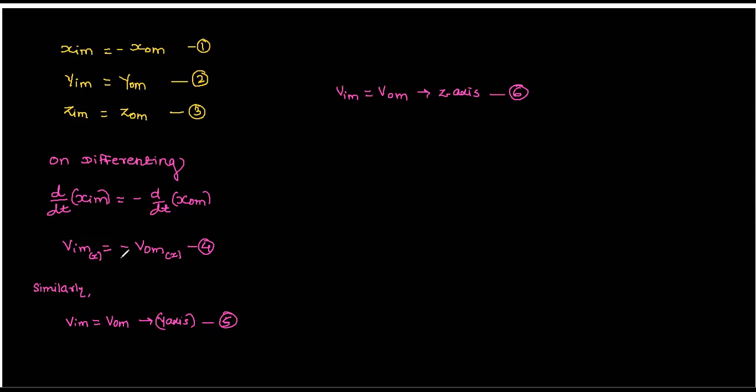Now we got the fourth equation. From equation 4, I got VIM is equal to minus VOM. That implies this VIM is the relative velocity of image with respect to mirror. So can I write VI minus VM is equal to minus of VO minus VM, and this is for the x-axis.